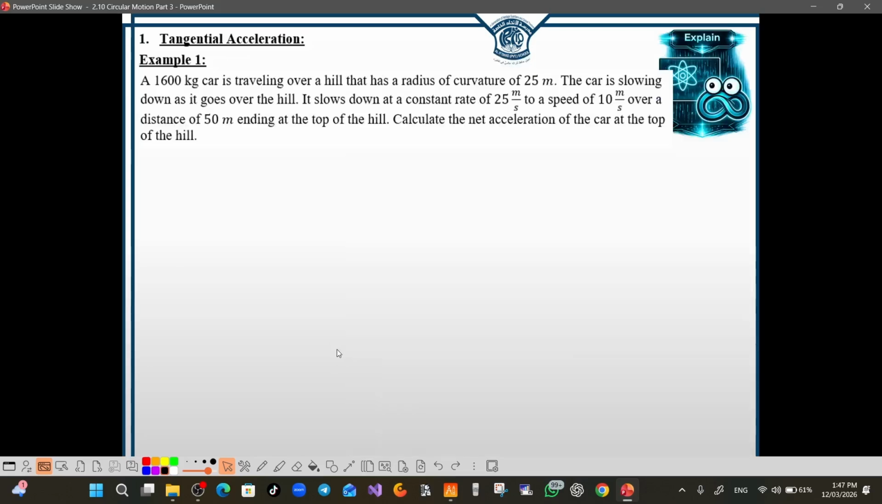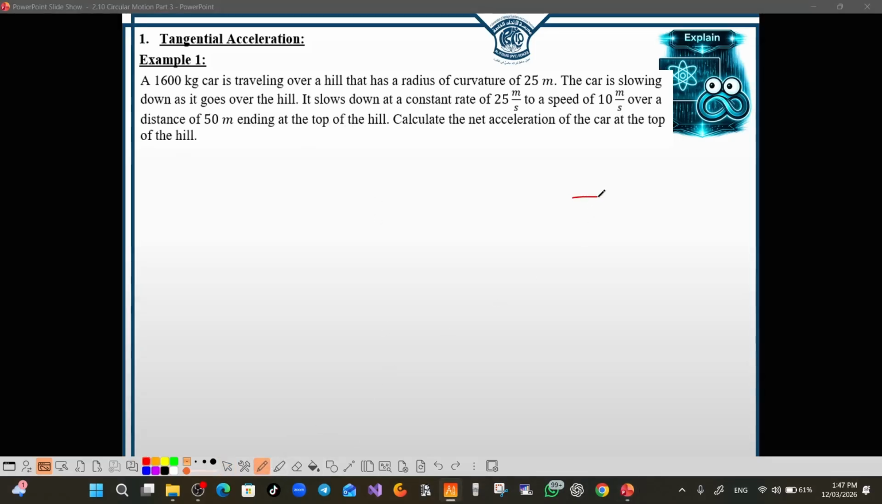Now, a 1,600 kilogram car is traveling over a hill that has a radius of curvature of 25 meters. The car is slowing down as it goes over the hill. It slows down at a constant rate from 25 meters per second to a speed of 10 meters per second over a distance of 50 meters, ending at the top of the hill. So let me make a small picture for the situation.